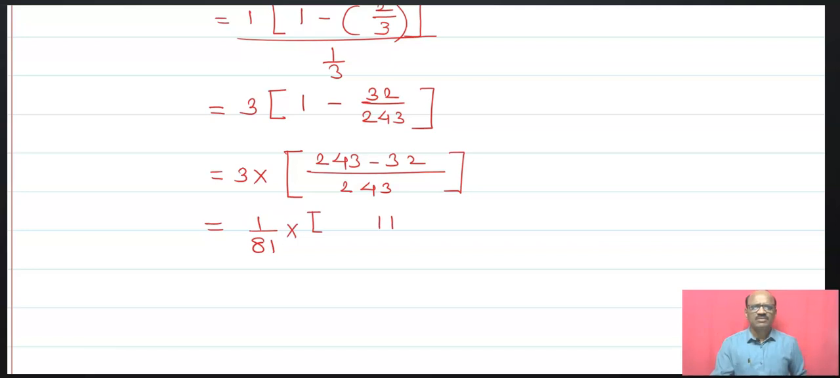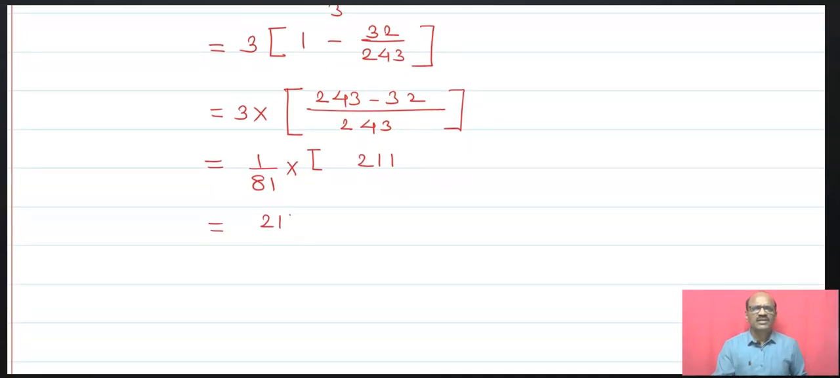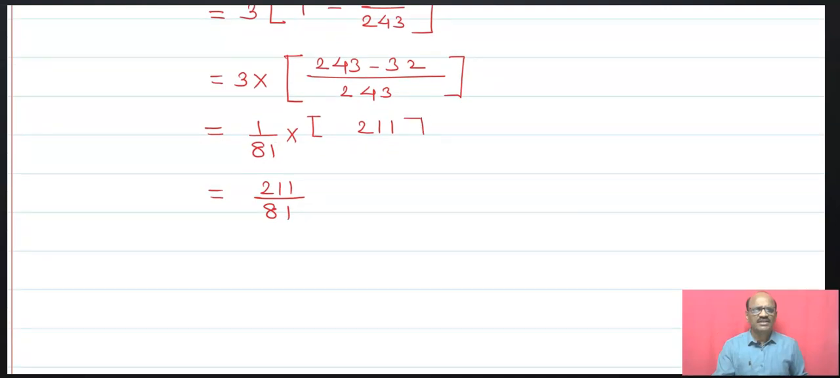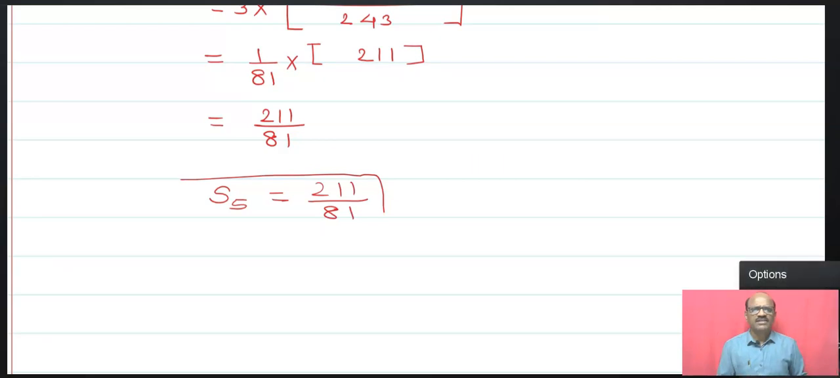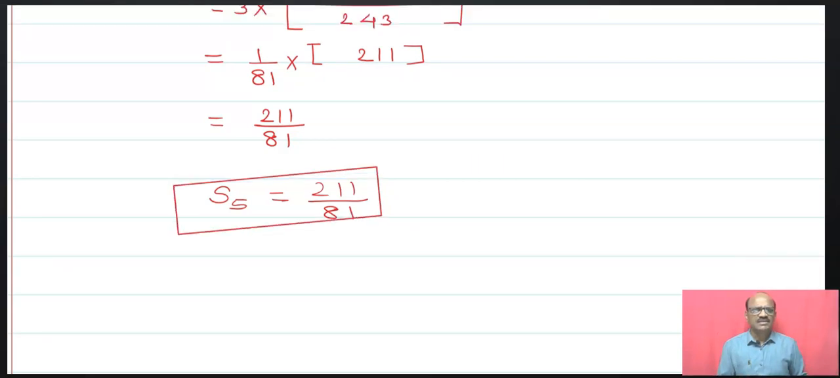Now, how is this calculation done? 243 upon 243, if we perform this division, you will get 1 upon 81. And next, 243 minus 32, then you will get the remaining term, that is 211 upon 81. Therefore, S5 is equal to 211 upon 81, and this is the answer.